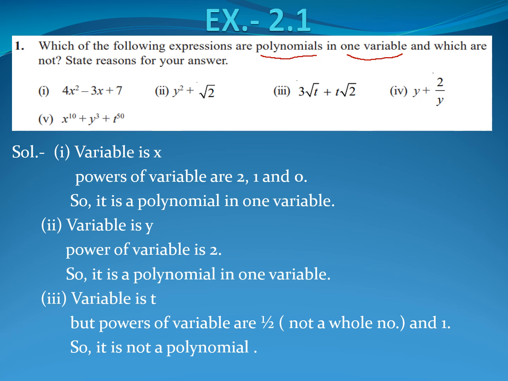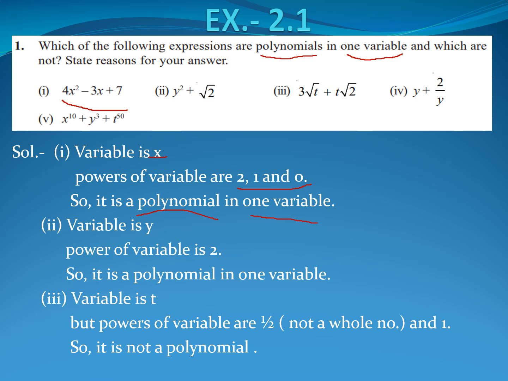Now let's see the first part. The first part is 4x square minus 3x plus 7. Here the variable is x and the powers of the variable are 2, 1 and 0. So all the powers are whole numbers. That means it is a polynomial. And the variable is only x, which means it is a polynomial in one variable.